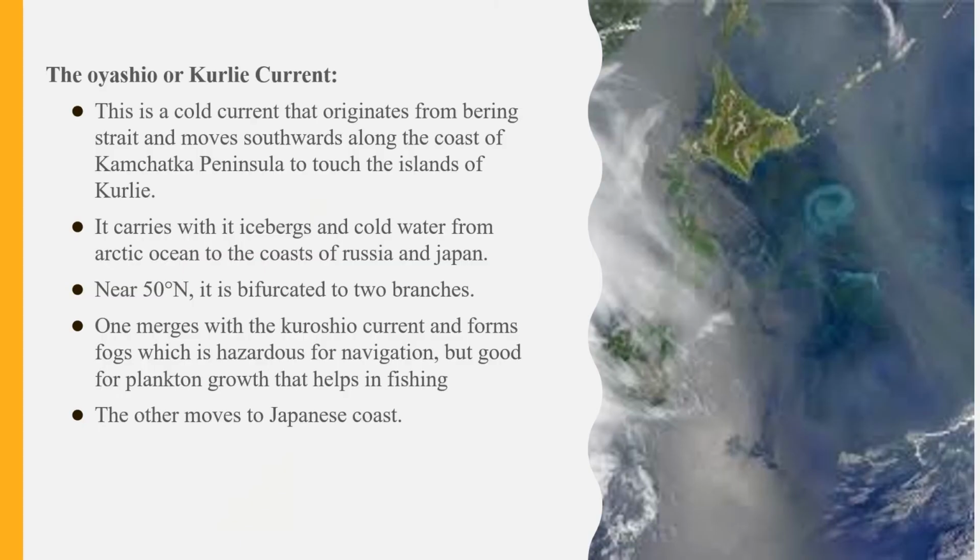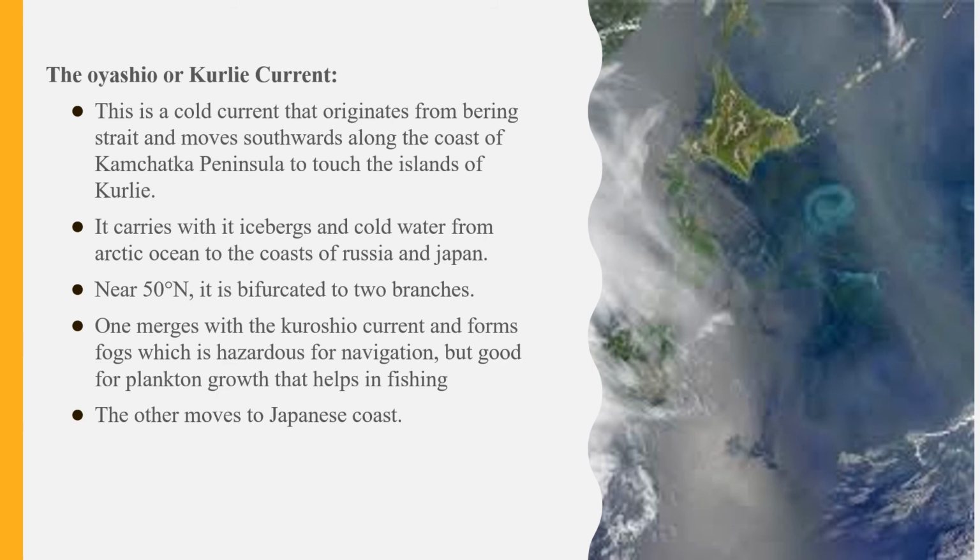Oyashio or Kurile current. This is a cold current that originates from the Bering Strait. The Bering Strait is very close to the eastern part of Russia. It moves southwards along the coast of Kamchatka Peninsula to touch the islands of Kuril. It carries with it icebergs and cold water from the Arctic Ocean to the coast of Russia and Japan.